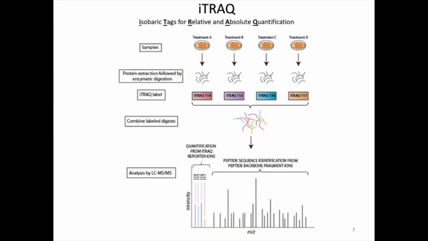iTRAQ stands for isobaric tags for relative and absolute quantification. It is another method with labeling. It can label up to 4 samples in the same experiment.